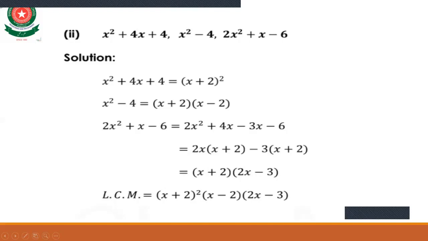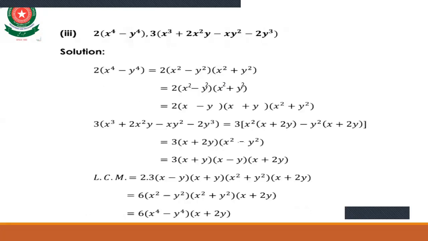You can note down that the common factor here is x plus 2, x plus 2 and x plus 2. That is present in all the equations. So you have to write it once, and you have to write all the remaining factors. Remaining are x plus 2, one is remaining, and here x minus 2, and from here 2x minus 3. So the greatest power of x plus 2 is whole square.